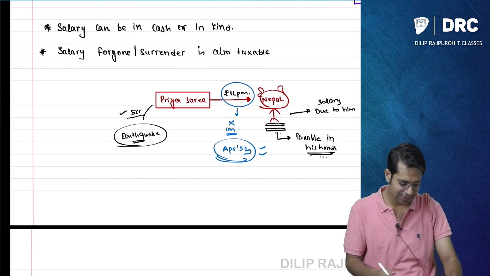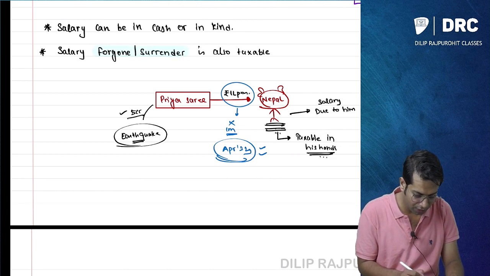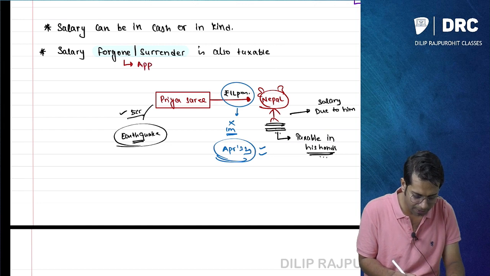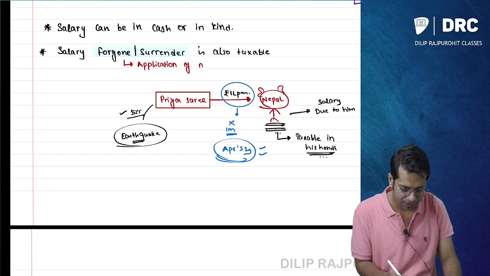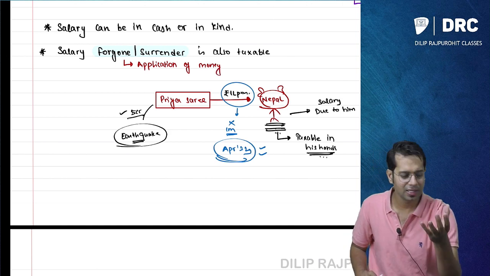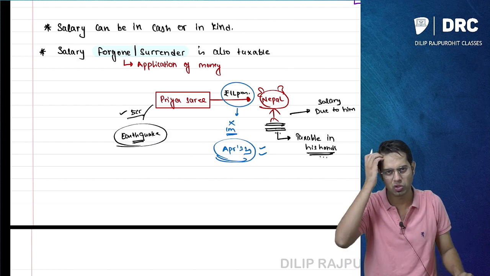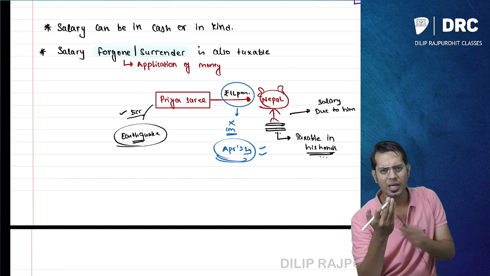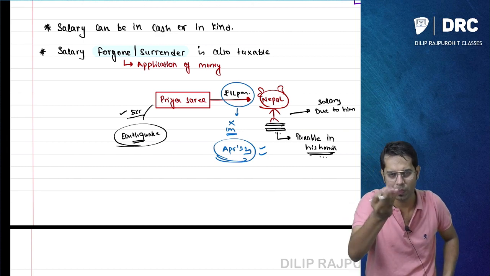Now, what the lawmaker says is, surrender of salary or foregoing of salary is treated as application of money. What do you mean by this application of money? Say, for example, you are supposed to receive 10,000 rupees from me. I am supposed to pay you 10,000 rupees. So basically, I should pay you 10,000 rupees.